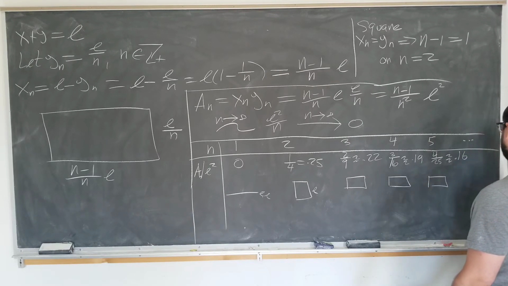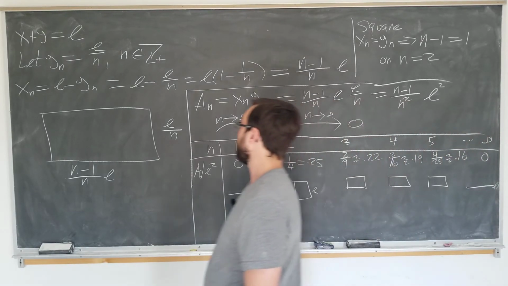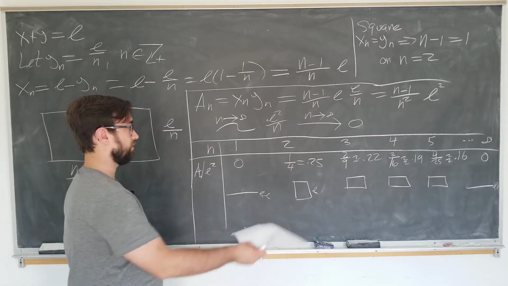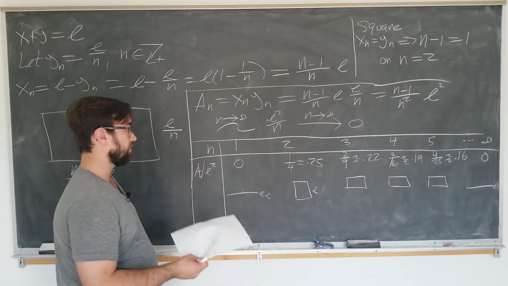We can continue this indefinitely to n equals infinity, where we'll have 0, and we'll have the two lengths on top of each other again. Worst possible rectangle. Great, so what does this tell us? Well, this tells us of all the integers, at least, the square is the best. But we don't know anything about in between the integers.